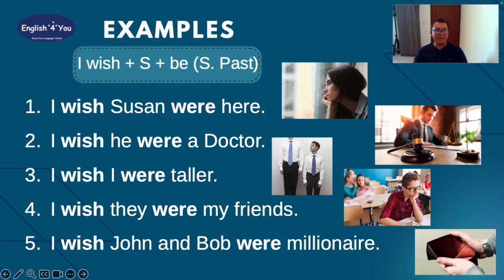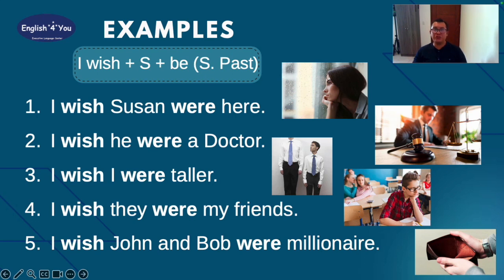So here we go. The structure pretty much is the same. I wish, and then a subject, and the verb to be. But the verb to be in simple past, just as the previous slide, guys. All right? So here we go. I wish Susan were here. Repeat after me. I wish Susan were here.